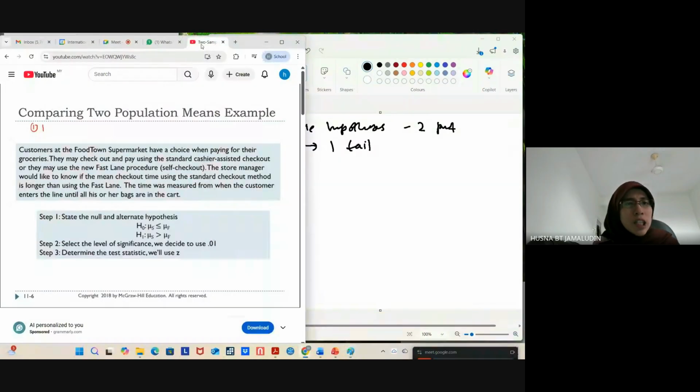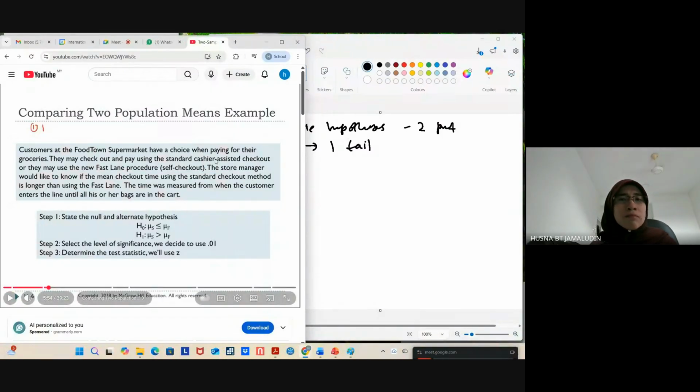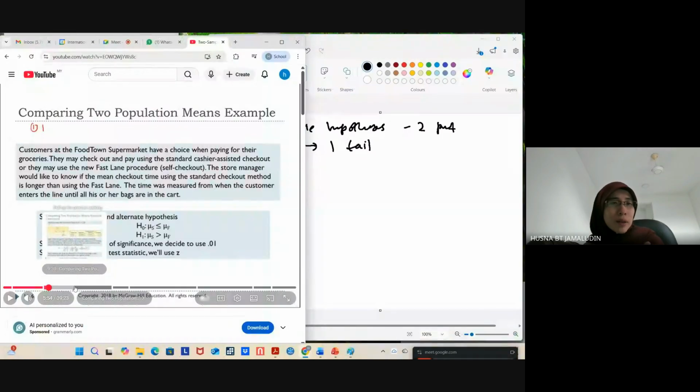Let's look at it. You have to know as well whether this is Z or T. At the moment, they didn't give you the information. Of course, this question is not complete, right? So let's keep moving. I will just move to the next slide so that you can see the whole question.